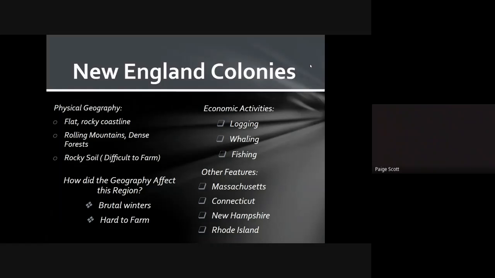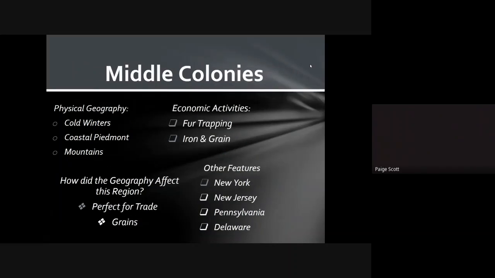So if you guys were to write these few points in the different boxes for the New England colonies, you'd get 100 for the New England colony. Then for the middle colonies, the physical geography was cold winters, a coastal piedmont, and mountains. Economic activities were fur trapping, iron production, and grain farming.